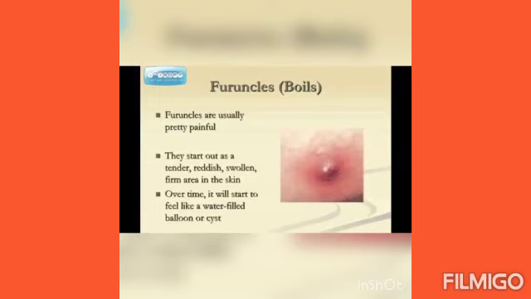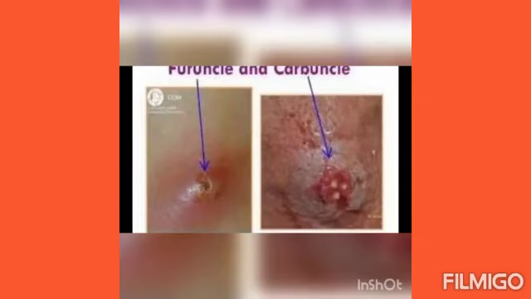Okay, and when it ruptures, there will be discharge of this necrotic tissue, pus, or everything will be drained off. Okay, in this picture you can see furuncle and carbuncle. So furuncle is the small one. Okay, there will be one pinpoint of pus, but in case of carbuncle there will be multiple pointings of pus. Okay, you can see in the picture there are 3 pus pits.